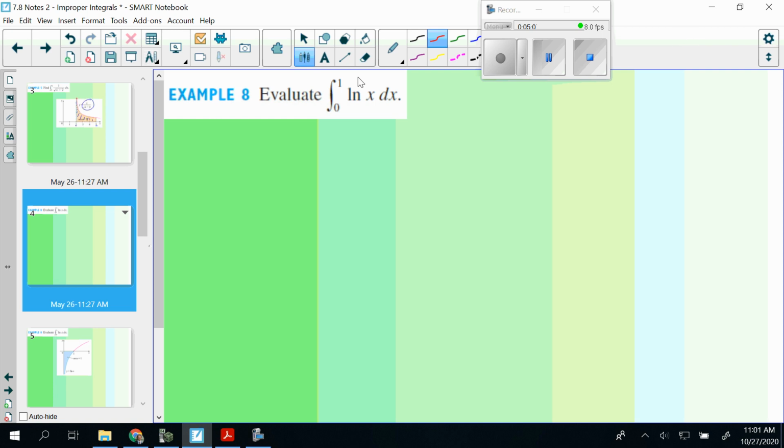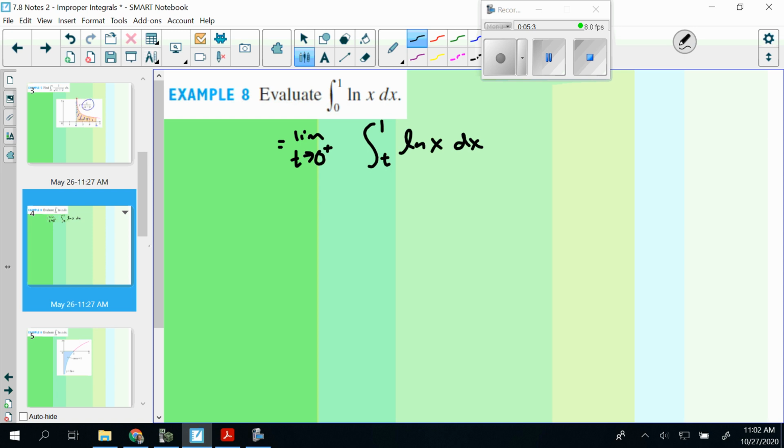So we want to rewrite this one as a limit. We'll use t again as our other variable. So we're replacing 0 with the t. We're approaching 0 now of natural log x dx. And since if we go from 1 to 0, we'd be approaching from the right here again. So now we want to find this antiderivative.